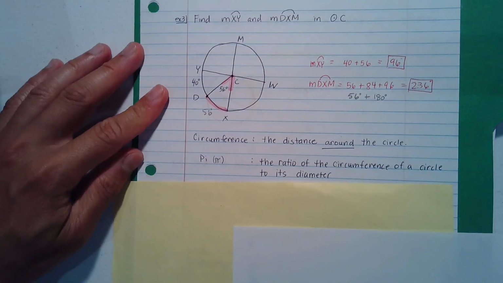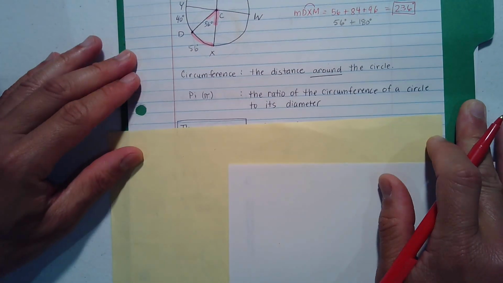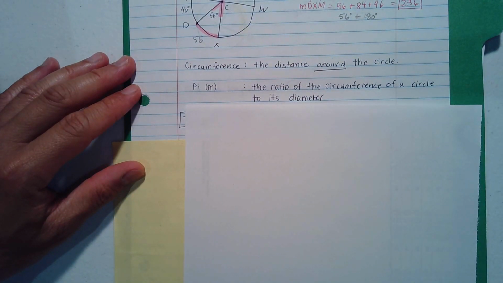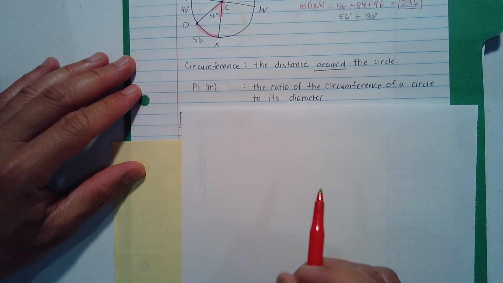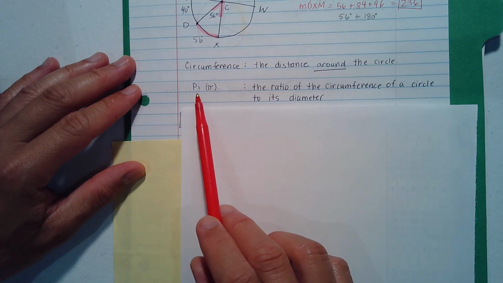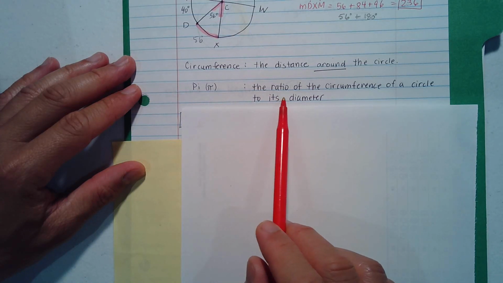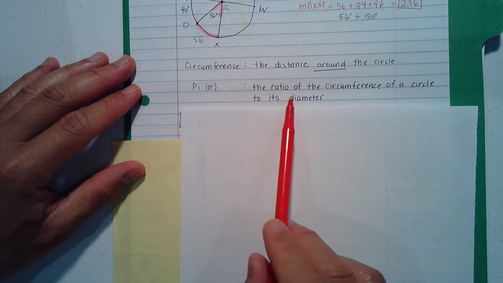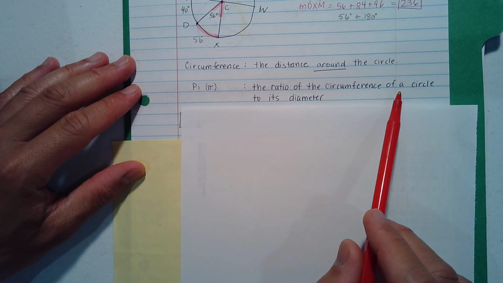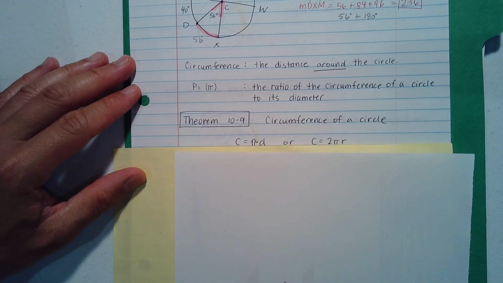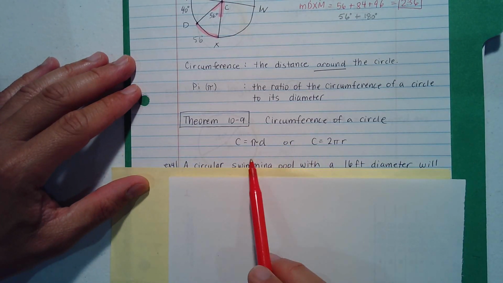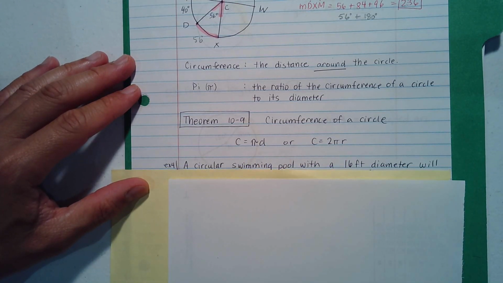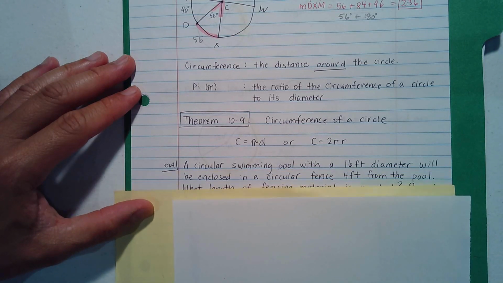All right, reviewing the circumference. Again, we did this earlier this semester. So circumference is the distance around the circle. That is the symbol pi, the ratio of the circumference of a circle to its diameter. So circumference of a circle is C equals pi times d, or C equals 2 pi r. Again, this is a review of what we did earlier.